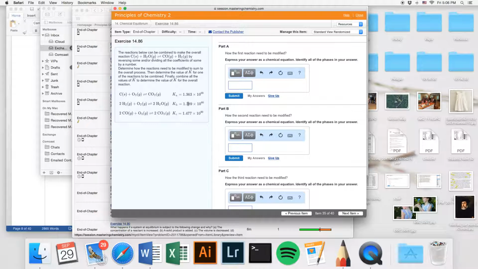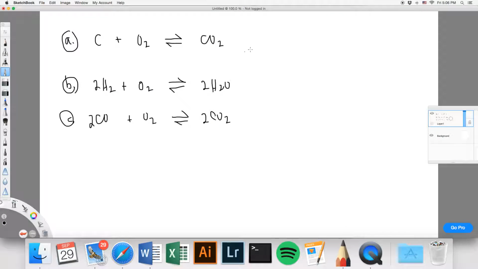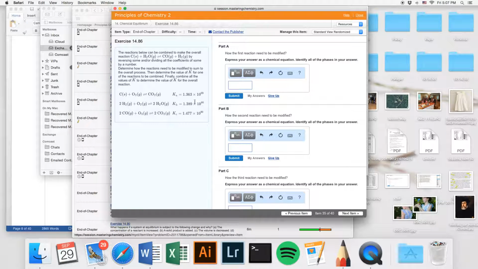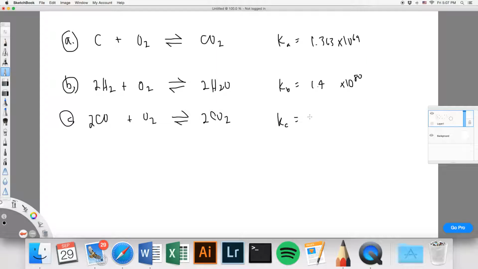That's right, okay. So KA is 1.363 times 10 to the 69. KB was 1.4 something times 10 to the 80. And KC was, I think I got that wrong, 1.389 times 10 to the 80. Okay, great. So now we know that these all combine to form a common reaction.